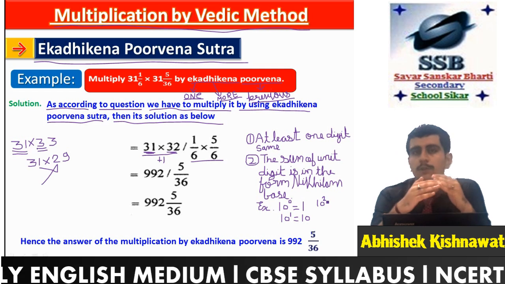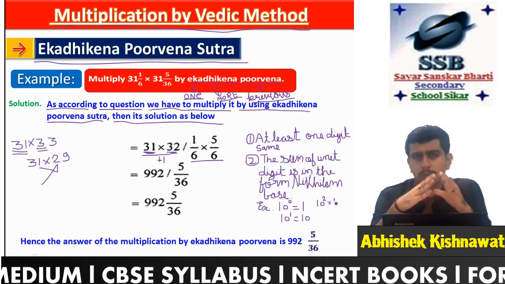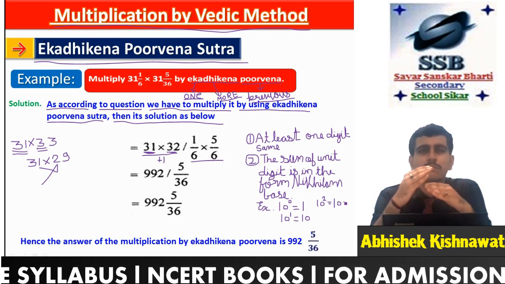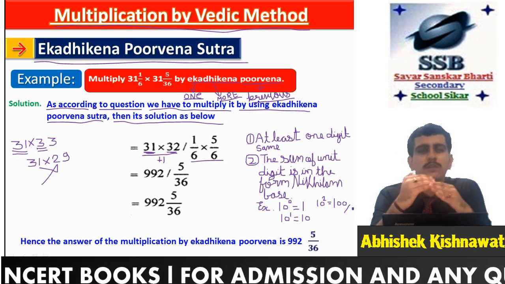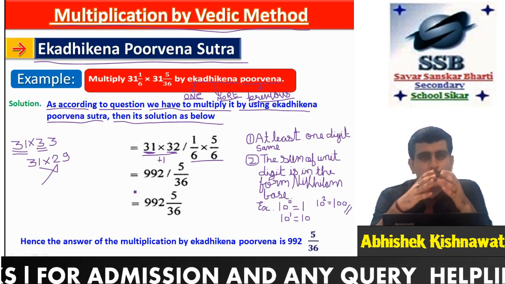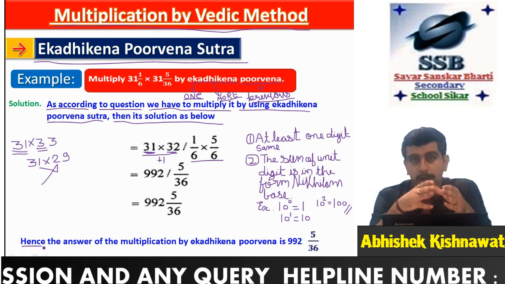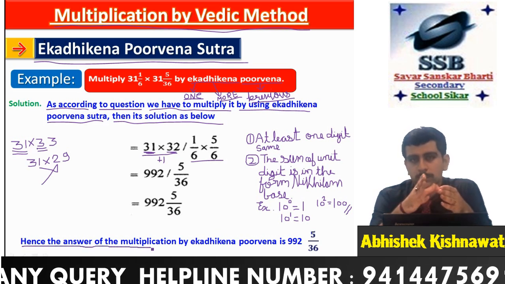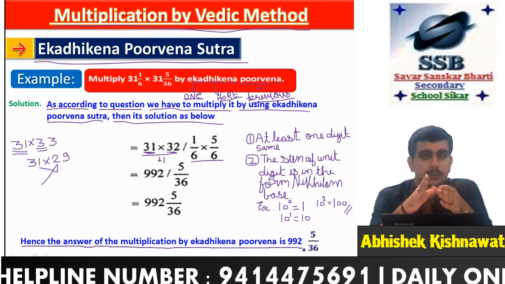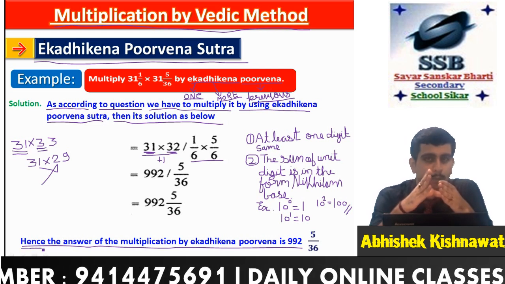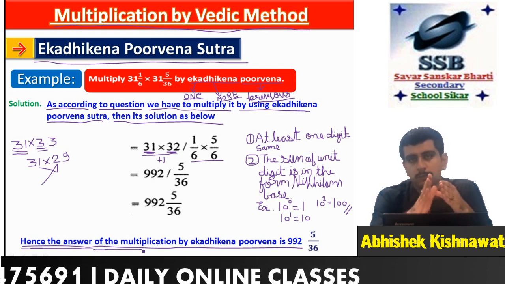But in any question, because there are many questions in which we don't know by which method we have to solve it. So if you are thinking that you have to solve it by Ekadhik and Purvan, you have to check two conditions. The first condition is that you have to check how many digits are similar. At least one digit must be similar.